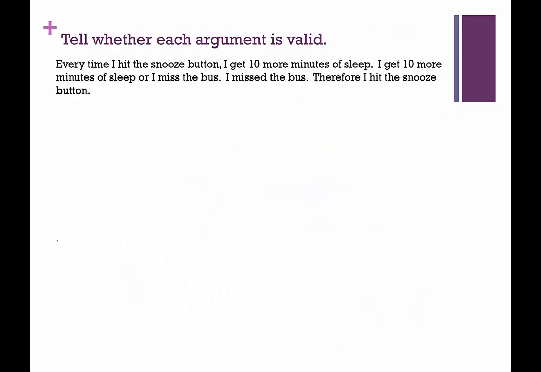One more example. In this last example, I encourage you to pause the video and try it on your own. Okay, how'd you do? Well, we have a problem right here, because we have that universal quantifier, every time I hit the snooze button. So the first thing we need to do before we talk about the simple statements is rewrite this as a conditional. And so this as a conditional would be if I hit the snooze button, then I get 10 more minutes of sleep.